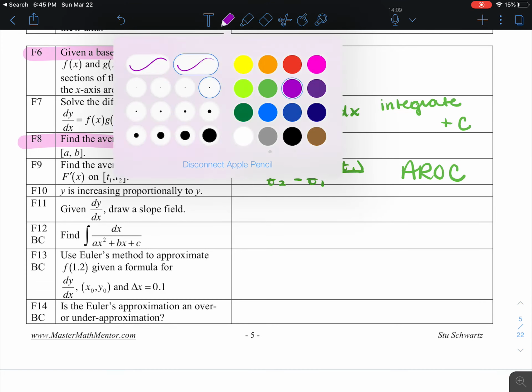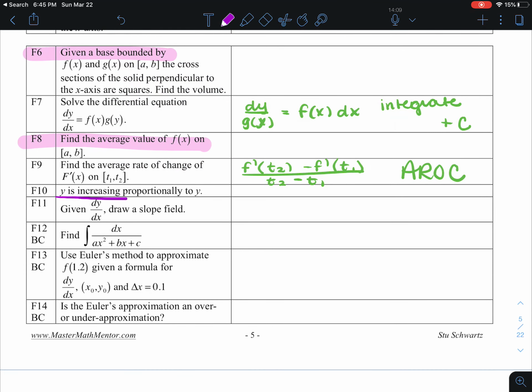Okay, so in the tiniest box ever, we have y increases proportionally to y. This is where we write the derivative as dy/dt equals ky, and we integrate, and that integration takes us to y equals c e to the kt. So that will definitely be on there this year.